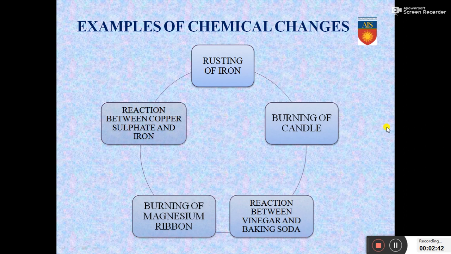The various examples of chemical changes that we will be concentrating on in this chapter are listed here. The first is we will learn about rusting of iron, burning of candle, reaction between vinegar and baking soda, burning of magnesium ribbon, and reaction between copper sulfate solution and iron. These are the various types of chemical changes that we will cover in this chapter one by one. Let us start with learning about rusting of iron.